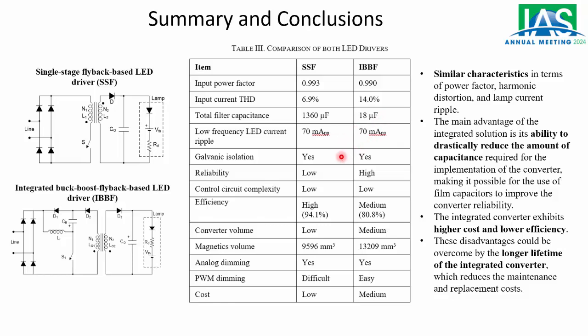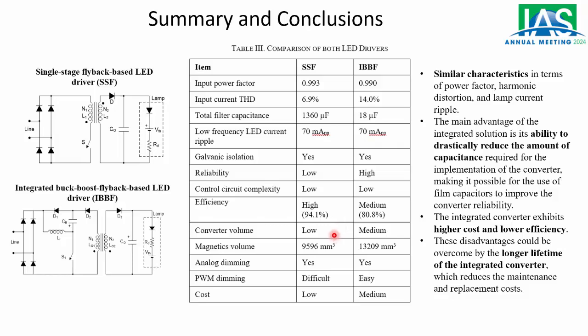The current ripple is the same, and so is galvanic isolation. The reliability, of course, is going to be much higher for the integrated converter because we can use film capacitors. The control circuit is exactly the same because we have to drive only one switch and do the current control in closed loop and regulation of the current, so it's not complicated. The efficiency is quite high for the single stage converter and not so high for the integrated converter, something like 81%.